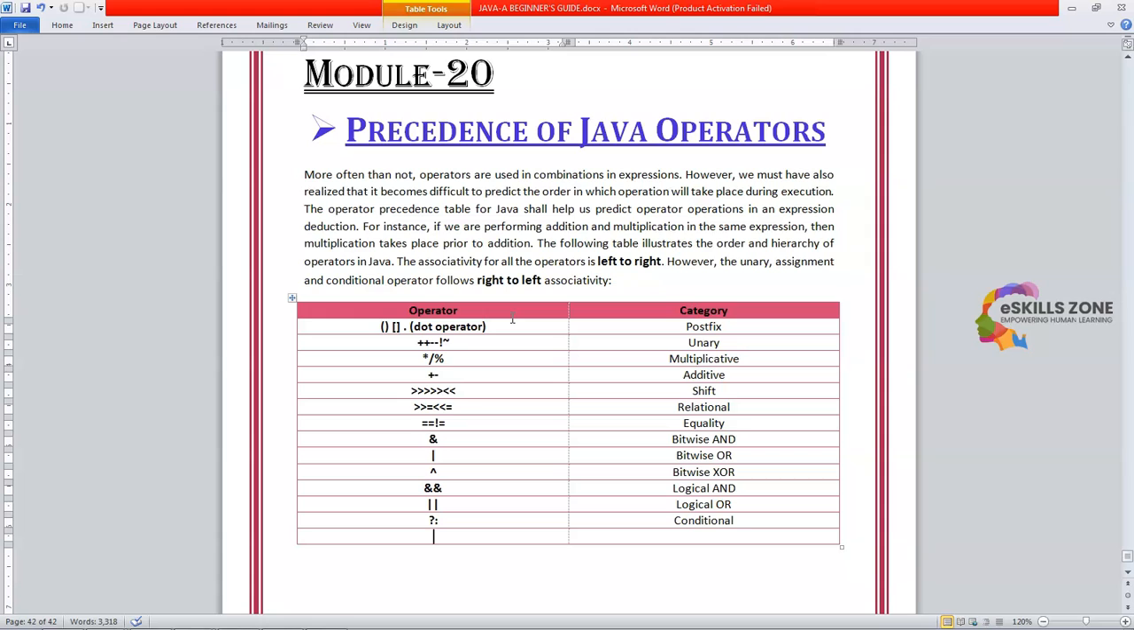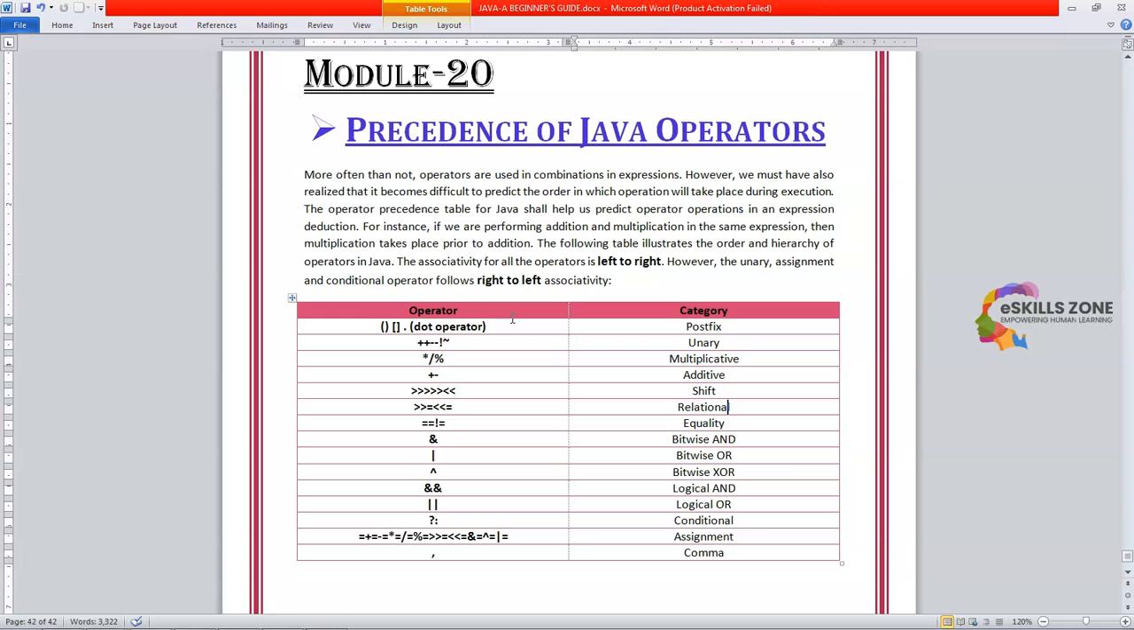And then equal to symbol, plus equal to, minus equal to, asterisk equal to, slash equal to, percentage equal to, greater than equal to, lesser than equal to, ampersand equal to, caret equal to, and in the end pipe symbol equal to. These are all assignment category. In the end we'll type comma as comma category. So these are all the precedence of Java operators we have discussed in our video.